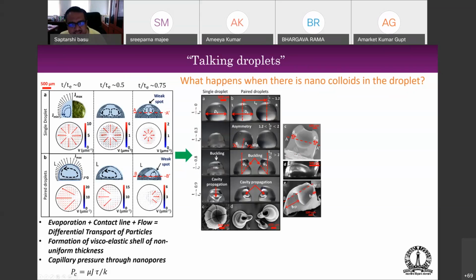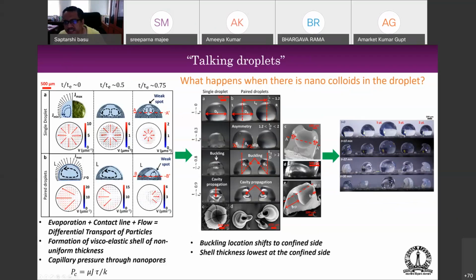Do we see that in reality? Indeed, that is what we see. This is a single droplet which just buckles. And this is a paired droplet which actually shows an angled buckling, as you can see over here. So this is what we call the talking droplets. This all happens because of the flow, and the arrangement is drastically different depending on what kind of confinement you have. These are two droplets just speaking to each other side by side, and this can of course be translated to any number of droplets in the array.